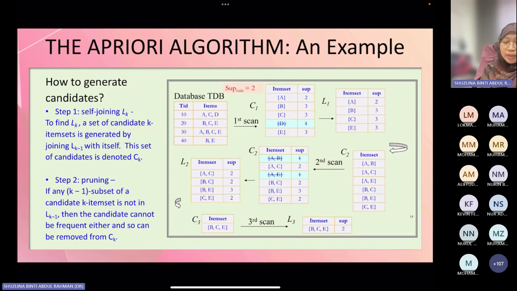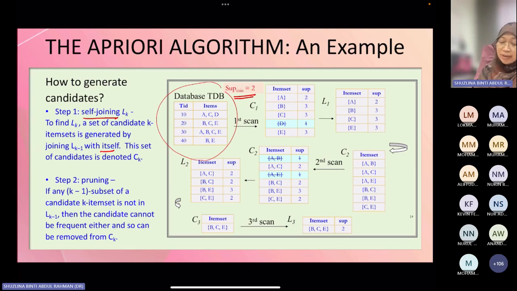So how do we generate the candidates in Apriori? This is the database that we have of 4 transactions. These are all the items that were bought. And remember, we need to have a minimum support of 2. So the first step is what we call self-joining of L_k, the frequent k item sets. We will do the self-joining with itself, where we will denote the result as C_k. So this is one example.